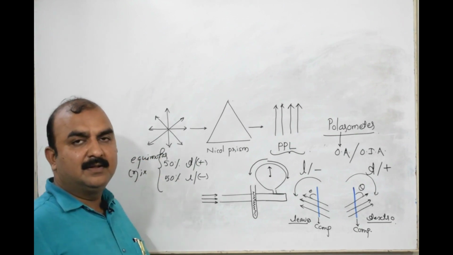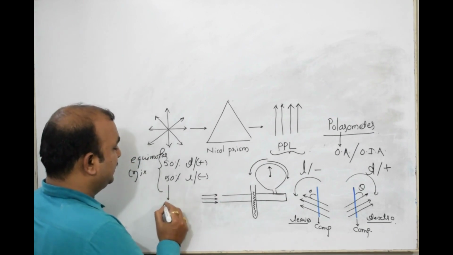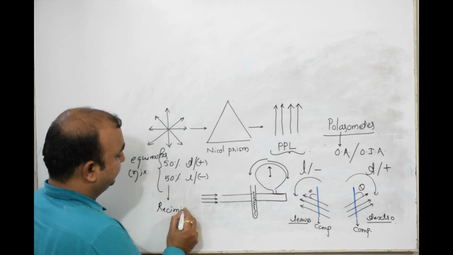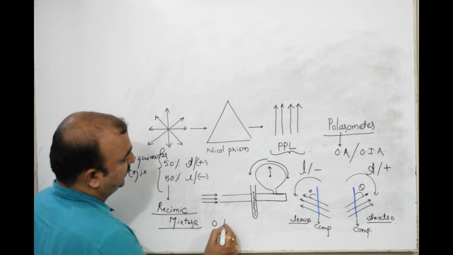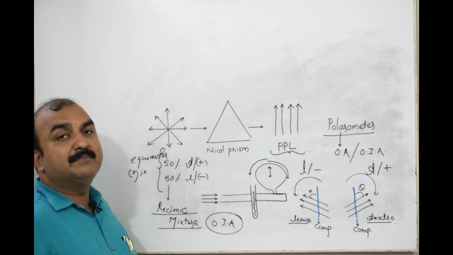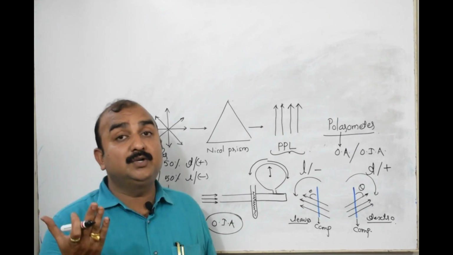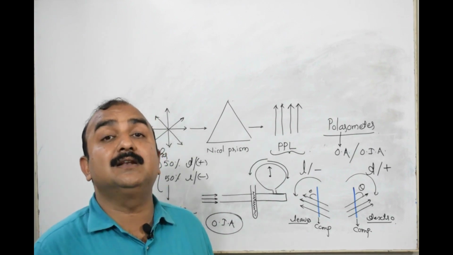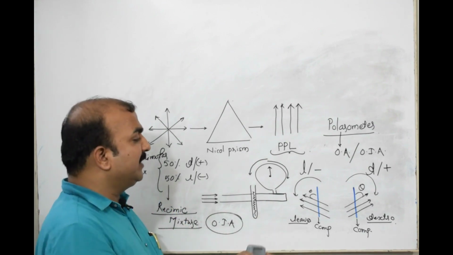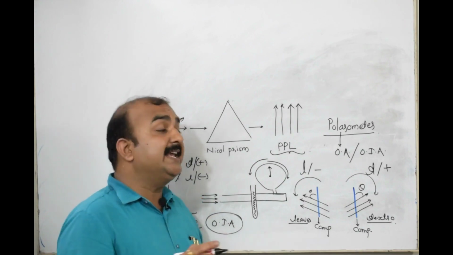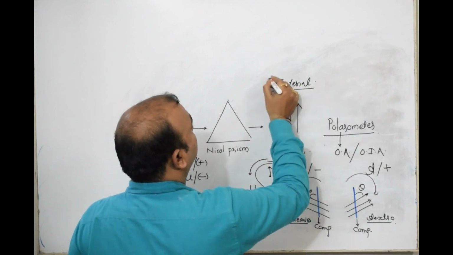So what is going to happen? Rotation gets cancelled, and the needle is not showing any deflection. Such a mixture is known as a racemic mixture, and a racemic mixture is optically inactive. Now, one most important thing: a racemic mixture is an external compensation. What is meant by external compensation? We are mixing two different components externally. So a racemic mixture is external compensation.